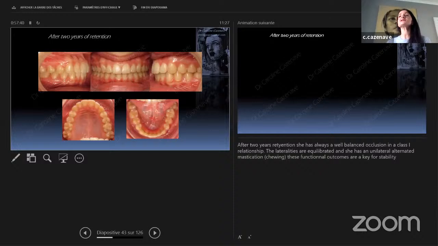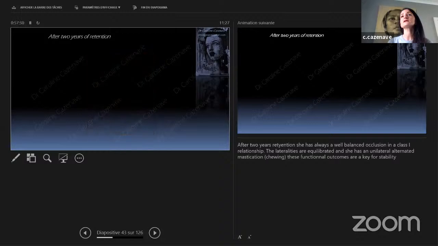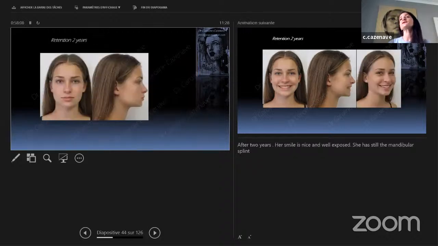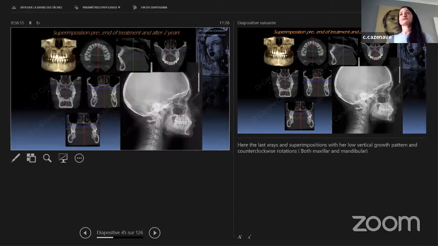After 2 years of retention, she always has a well-balanced occlusion in a class 1 relationship. A good centering. And the lateralities are equilibrated. She has a unilateral alternated mastication. And these functional outcomes are a key for stability. After 2 years, her smile is nice and well exposed, and she still has the mandibular splint.